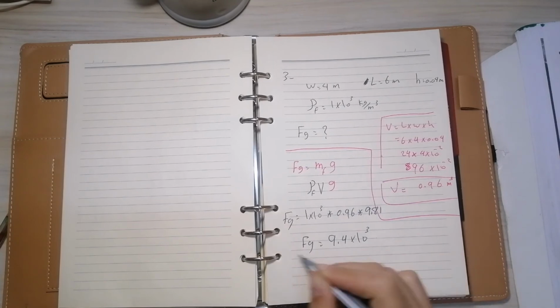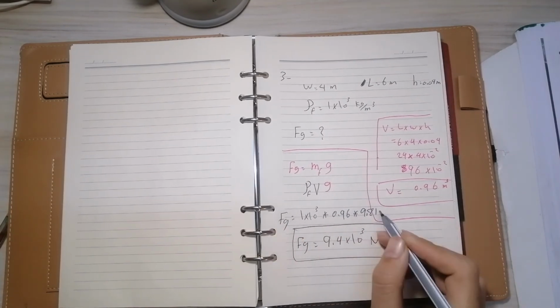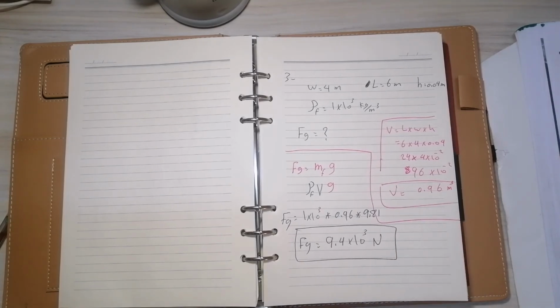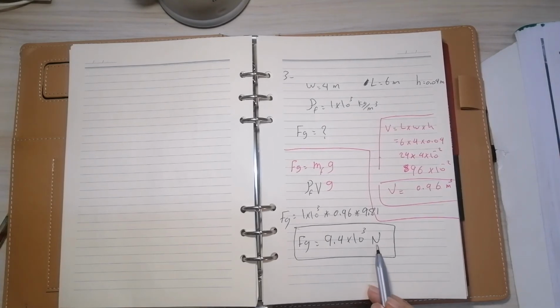Okay, so Newton. This is Fg, so that's why the answer is in Newton. Just put it in the calculator, and this is the final answer that you get. 9.4 times 10 to the power 3. And of course, the final unit is Newton.